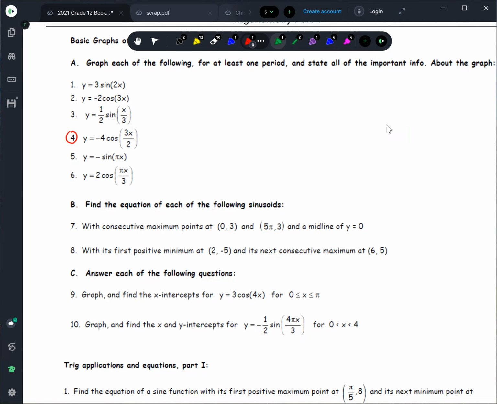Okay, and then we do the one question that has pi. Okay, so number 5. If you know how to do 4 and 5, the other questions, you should be able to do them, right?